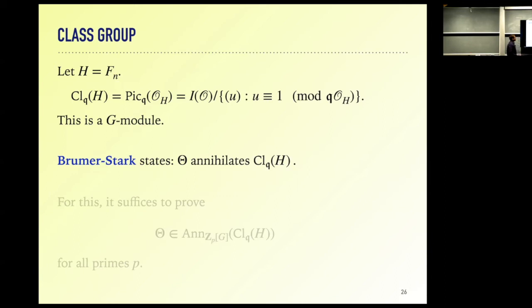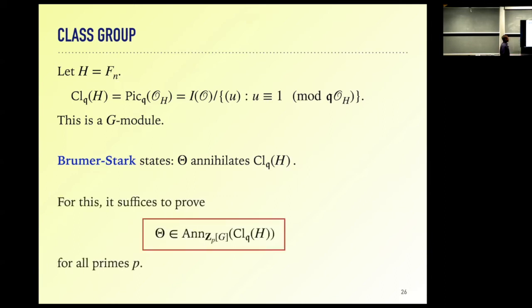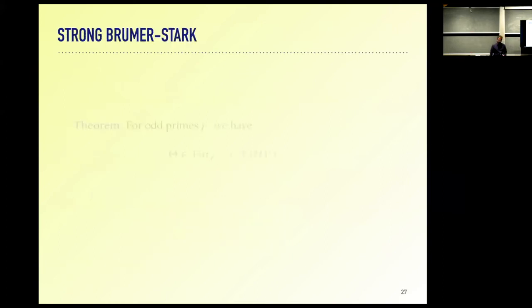And so you can do this locally prime by prime. So you could try to prove that theta annihilates the class group. To be precise, this should be the class group tensored with Z_p. It then becomes a Z_p[G]-module. And then you can ask for theta to annihilate that class group. And if you do that prime by prime, then you've proven it for the full result. So the key point here is we can only do this for p not equal to 2.